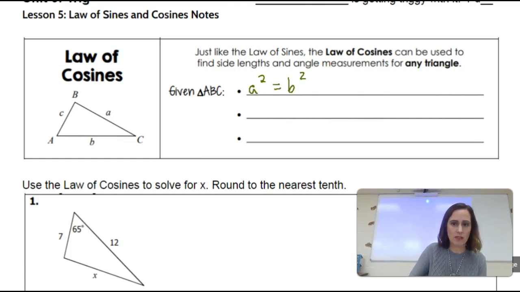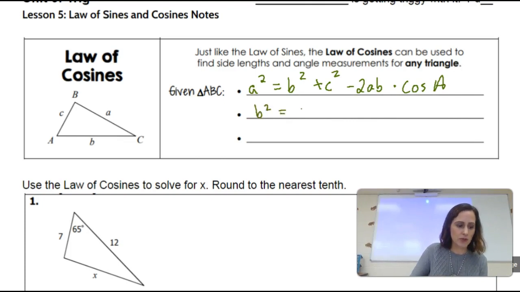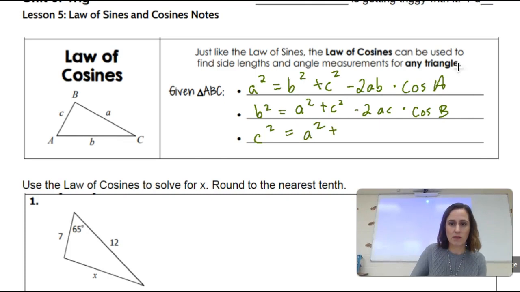is equal to b squared plus c squared. So that should look familiar because it's part of Pythagorean theorem. But this time we're minusing 2bc times the cosine of A. You can have b squared is equal to a squared plus c squared minus 2 times ac times the cosine of angle B. And then finally you have c squared is equal to a squared plus b squared minus 2 times ab times the cosine of angle C.